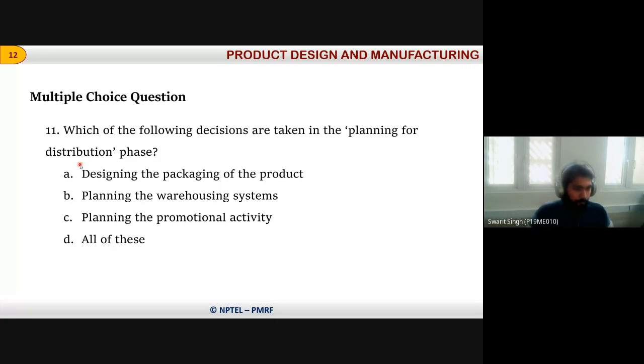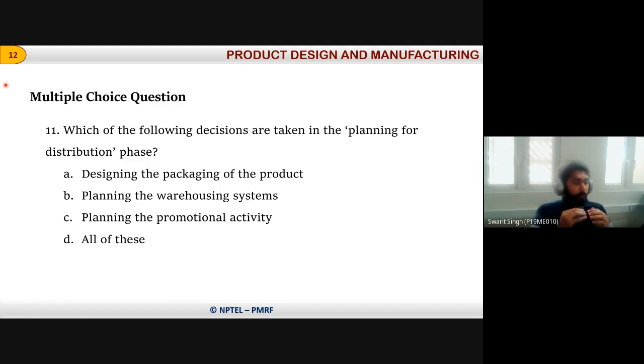If you are situated in the Delhi region, you will get the product from the warehouse situated in the Delhi NCR region. If you are somewhere in the west, suppose in Maharashtra, you will get the same product from a warehouse near Mumbai. Similarly for the south, you get the product from a warehouse situated near Bangalore or maybe Chennai. So planning of the warehousing system also takes place in the planning phase of distribution.